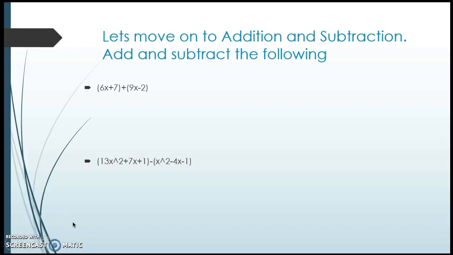Let's move on to addition and subtraction. Add and subtract the following. 6x plus 7 plus 9x minus 2. 13x squared plus 7x plus 1 minus x squared minus 4x minus 1.